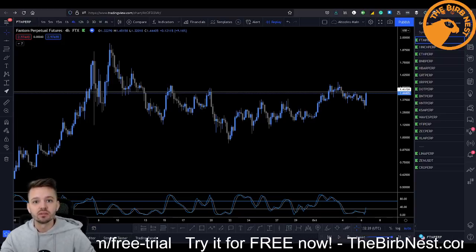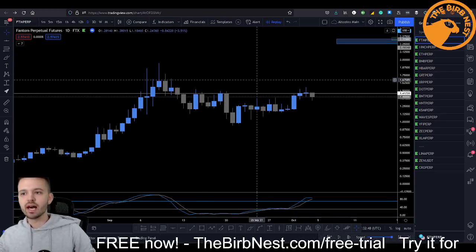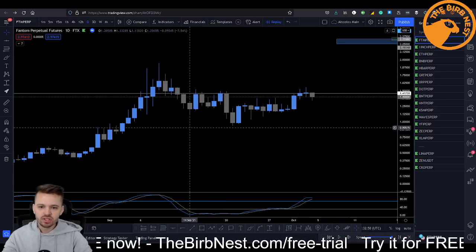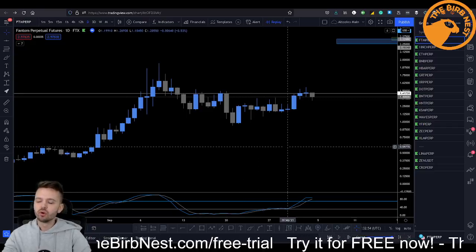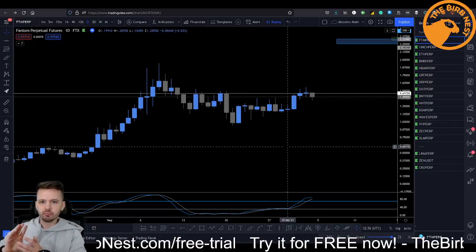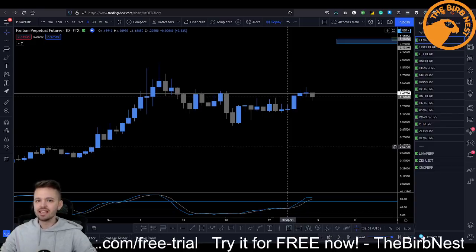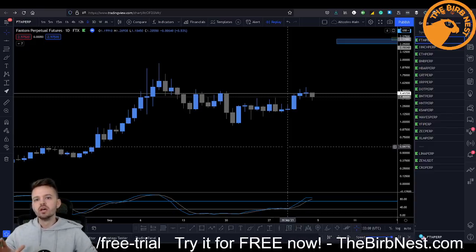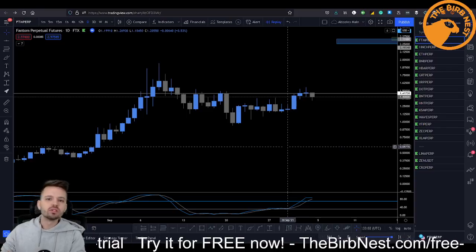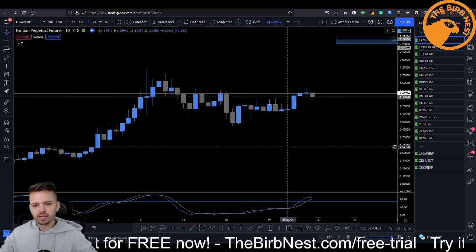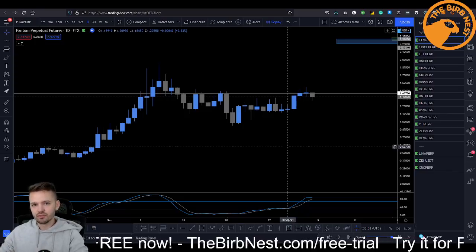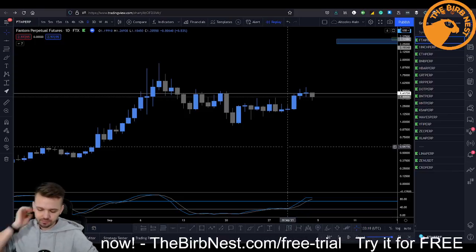Alright, so right here we have FTM, and I've gone to the daily here. My perspective here is going to be the daily and the 4 hours. If you're trading on the lower time frames, maybe the 15-minute and hourly, the same principles apply, but I'm going to be using the daily and the 4-hour perspective, right?